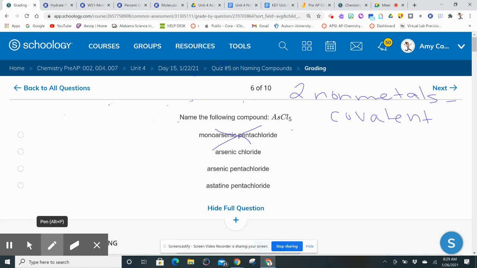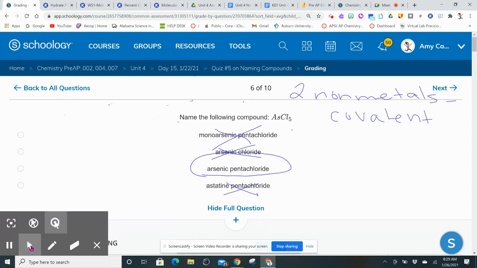All right, so this one looks like I have 1 arsenic and 1 chloride. So that's not it because I have 5 chlorides. This is arsenic pentachloride, so this is correct. The last one is incorrect because astatine is AT, not AS. Again, you will know that because you will have a periodic table. Please make sure that that's not a memorization thing, that's just reading it off the table.